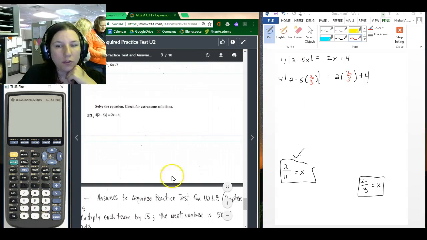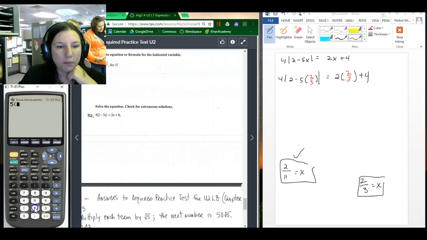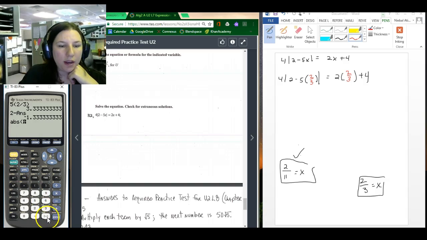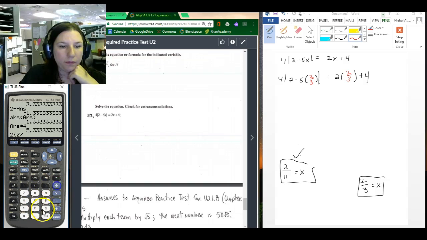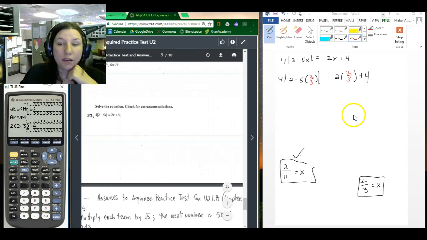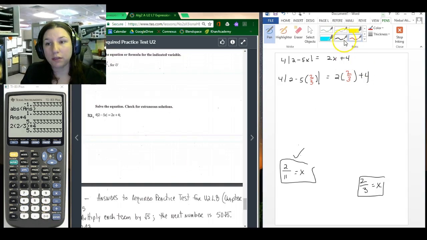So we have, and you can solve as you go too, 5 times 2/3. 2 minus that answer. Take the absolute value of that answer and then times by 4. Okay, and then we'll see if that equals the other side. And it does. So they asked you to check both answers, and it looks like in this case, both are acceptable.